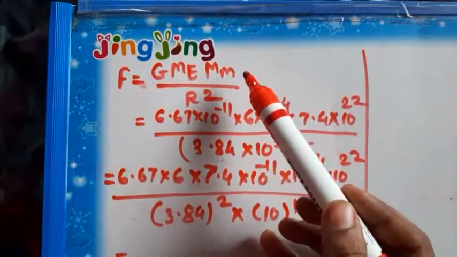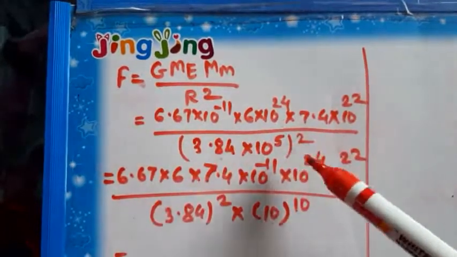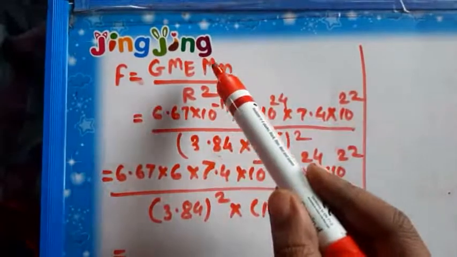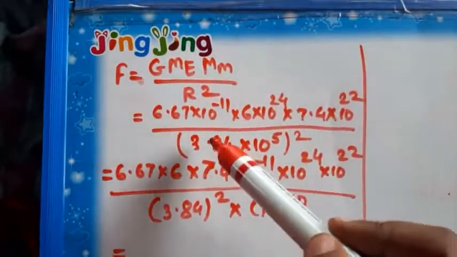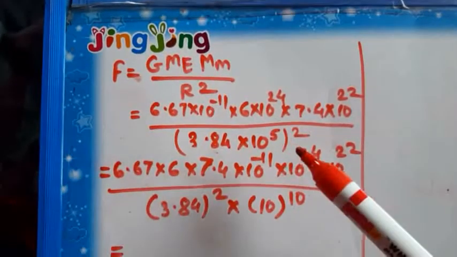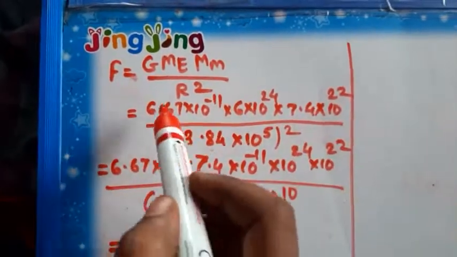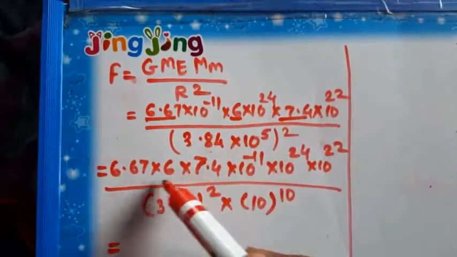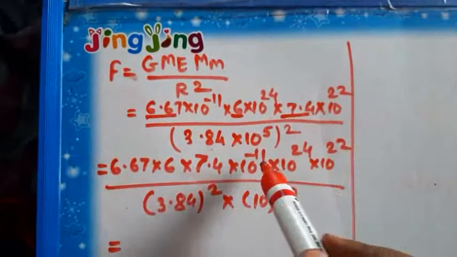So in that formula just put all the values: gravitational constant value, mass of Earth and mass of Moon divided by distance between them square. Now to simplify this, just collect numbers together, this one, this and this separately, and 10's power just write separately.